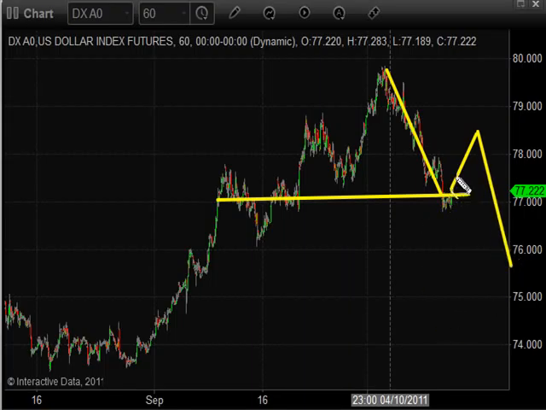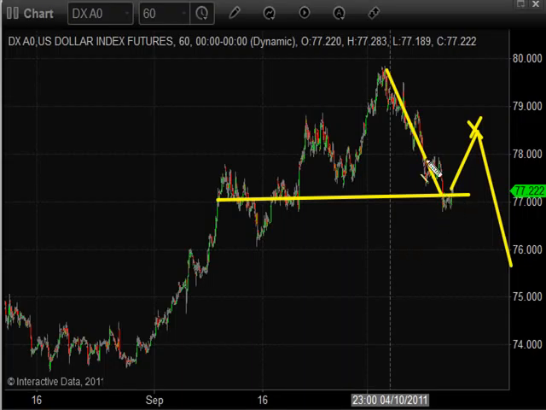So if we can get this bounce in the next 2 or 3 sessions, then we're likely going to see a bit of a pullback in equities and commodities, and we'll be looking to most likely take a long position in equities and commodities, and possibly even a short position in the US dollar somewhere up here.